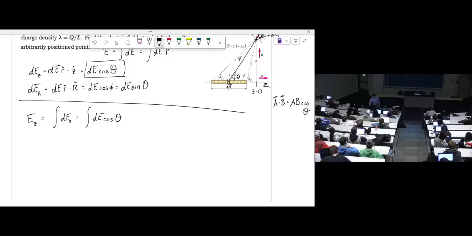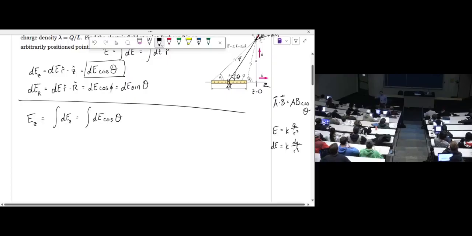Well, this is where we have to bring in what we said before, that the electric field radiating from some point is going to be E equals K times Q over R squared. But that was for a point. What we have right now is dE is K times dQ over R squared. A differential amount of electric field is equal to the constant K times the differential amount of charge that I'm integrating over, divided by the distance between the charge and the point squared.